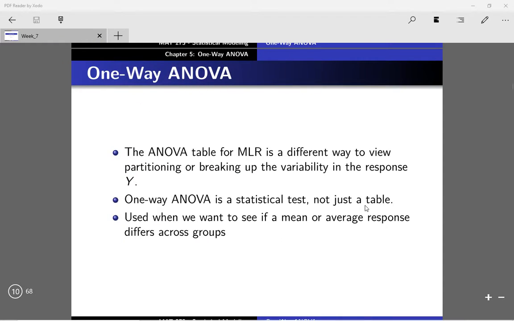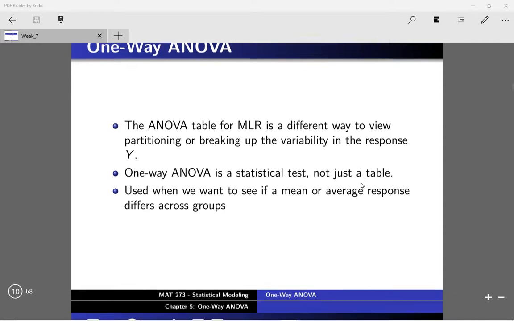Okay, but the one-way Anova model that we're going to use for analysis is a different way to view this partitioning of the variability. So it's a statistical test, actually, not just a table. It's useful if we want to compare the average response across different levels of a categorical variable or different groups.